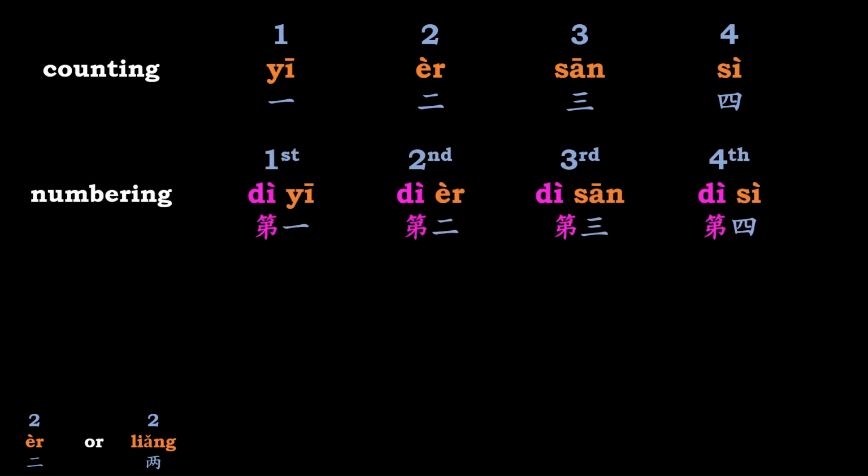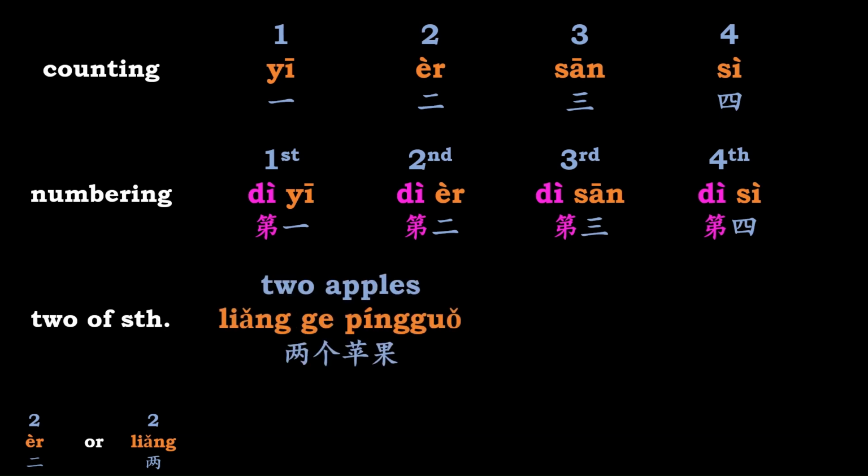So when counting 1, 2, 3, 4, we use 二. 一, 二, 三, 四. When numbering, first, second, third, fourth, in which case we use 第. And for second, we use 二. 第一, 第二, 第三, 第四, first, second, third, fourth. Now, when we refer to 2 of something, in this case we use 两. So 2 apples, 两个苹果. In fact, let's use apples as an example for all of these cases.